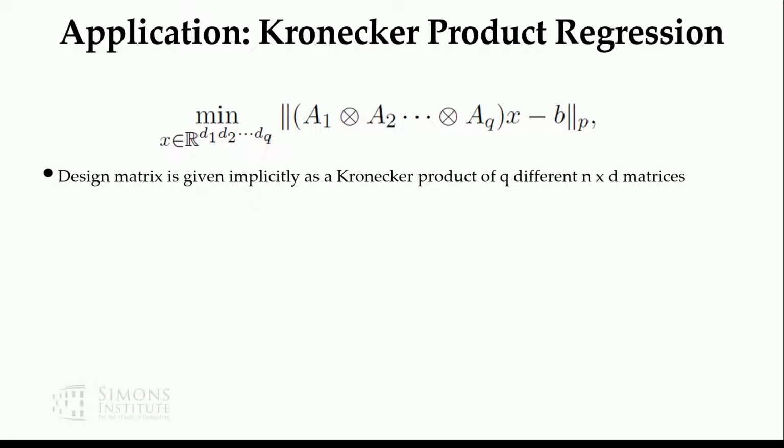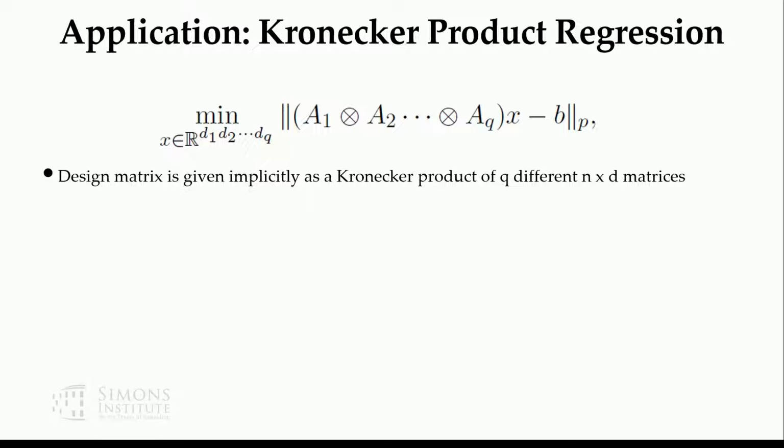Yeah, and I just want to motivate one more simple application of active regression, which is Kronecker product regression. This is a problem that is well studied in signal processing communities and some other places where the design matrix is only given to you implicitly. The design matrix is actually a Kronecker product of Q matrices, A1 through AQ, that you're given.